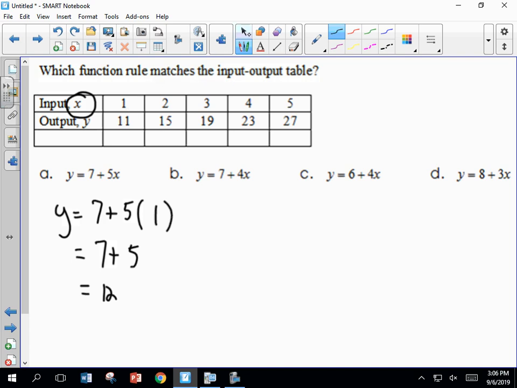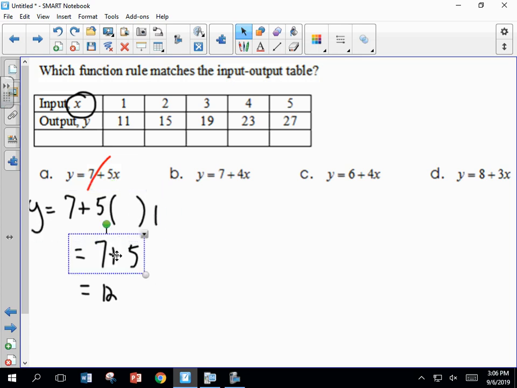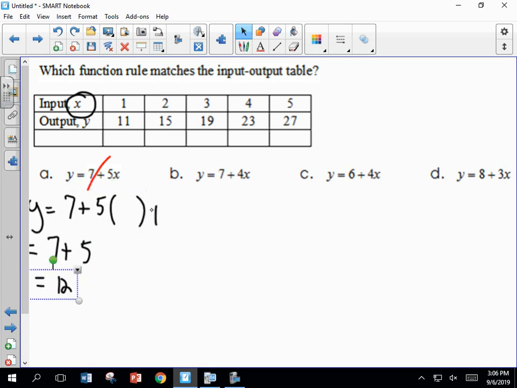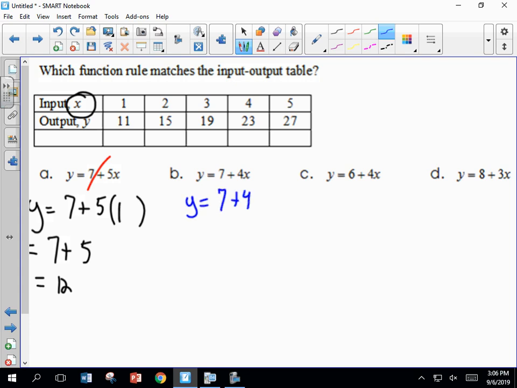So I know that that is not a possibility. Okay, so I'm going to do the same thing for the next equation. I'm going to go y equals 7 plus 4. I'm going to plug in 1 again. I get y equals 7 plus 4. y equals 11.